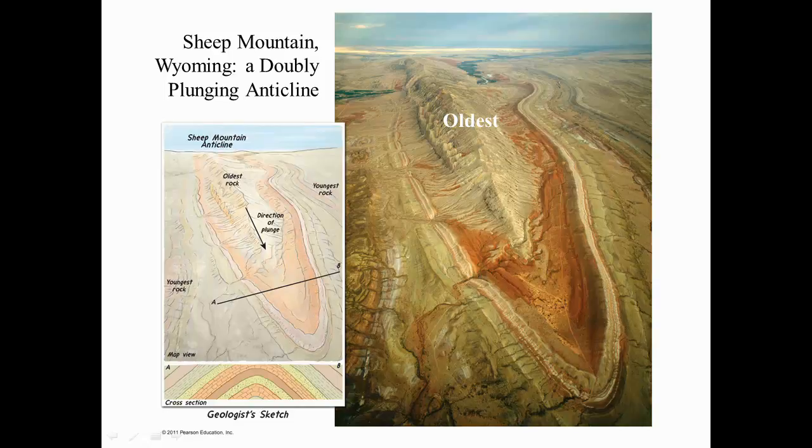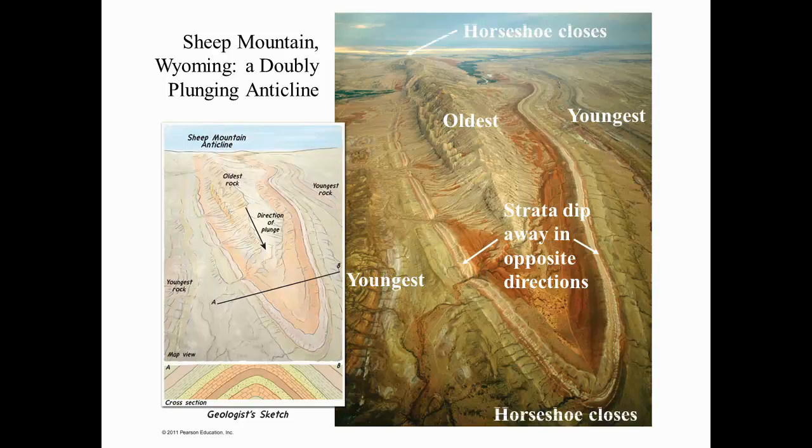And we would expect the oldest strata to occur right along that hinge line. And the strata then will become progressively younger as we move away in both directions from the hinge line. But because this anticline is doubly plunging, first of all, the strata is also going to dip away in opposite directions from the hinge line. Now, because the anticline is doubly plunging, we have a horseshoe pattern both in the foreground and also in the background that closes. Okay? Does everybody see this?